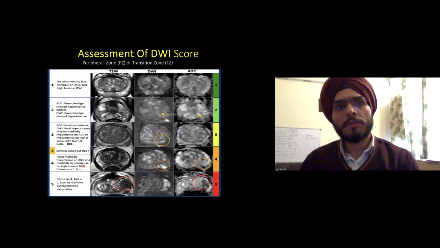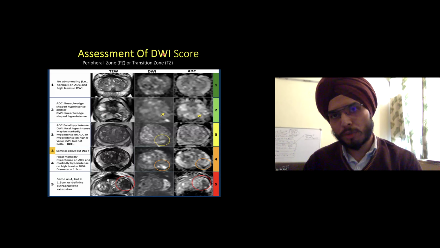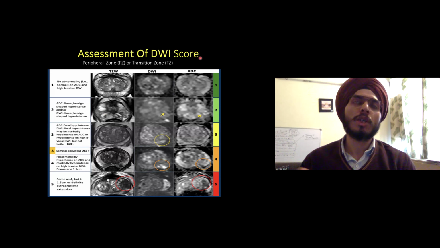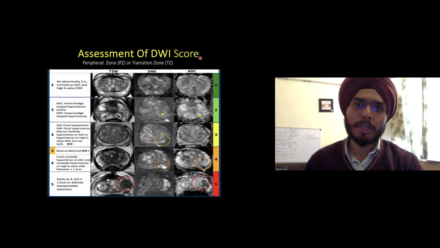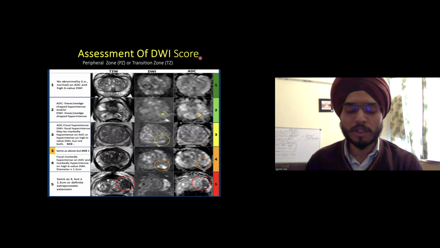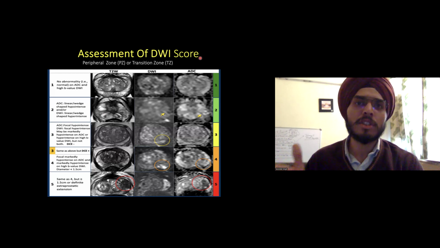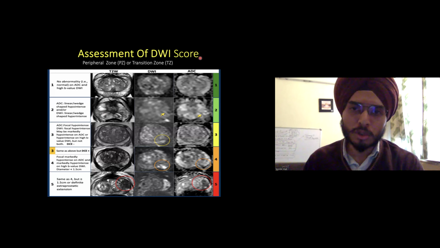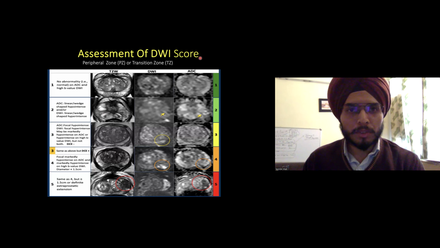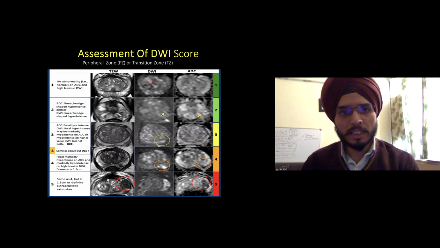So, assessment of DWI score, diffusion. The diffusion sequence is the dominant sequence to assess the peripheral zone, which I mentioned in the previous slide. What is the dominant sequence? For the peripheral zone, it is diffusion. And for the transition zone, it is T2 weighted. As we can see, the third and fourth columns are the DWI images and the ADC map values.